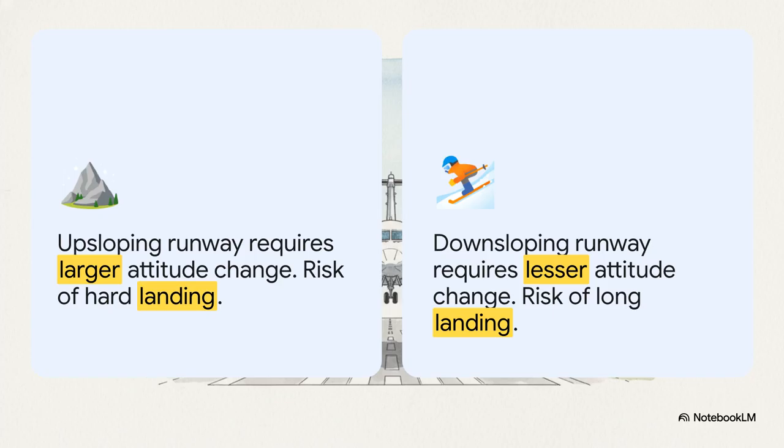On the flip side, a downsloping runway needs a much smaller attitude change. Flare normally there, and you're going to float forever, causing a long landing. This is exactly why you always have to brief the runway slope.